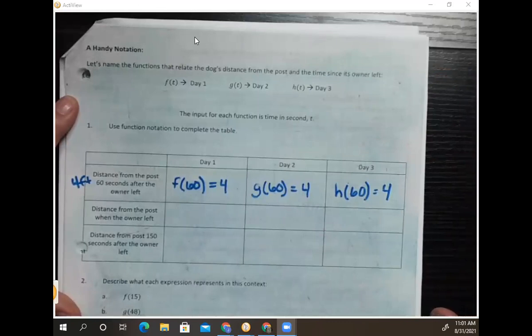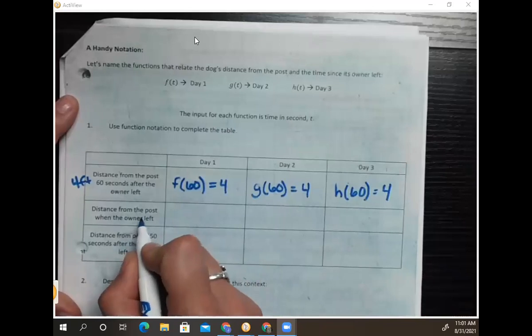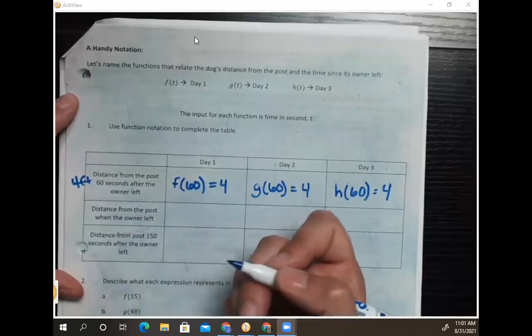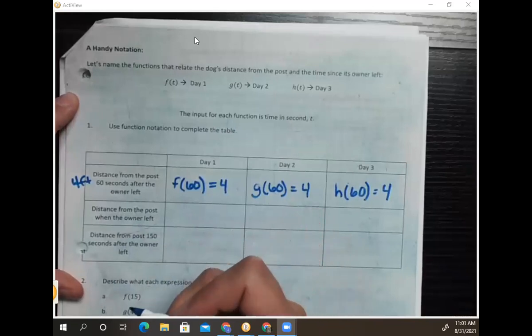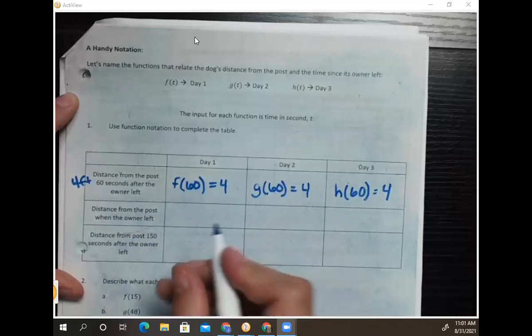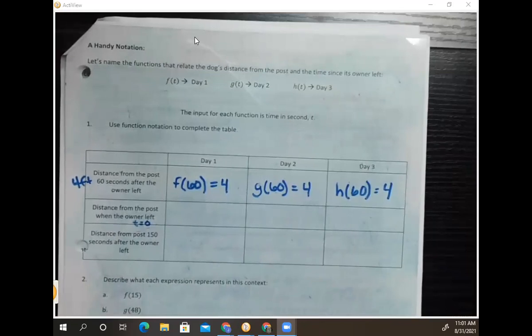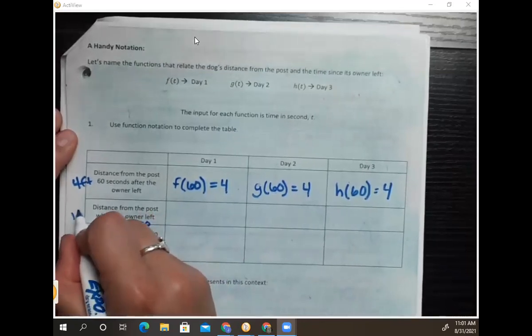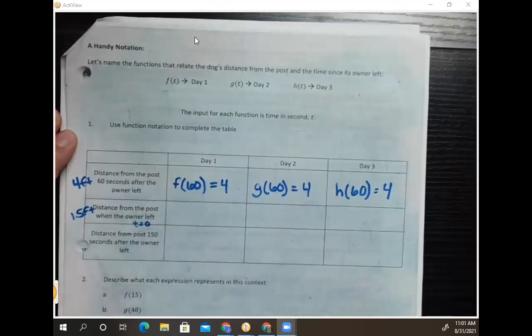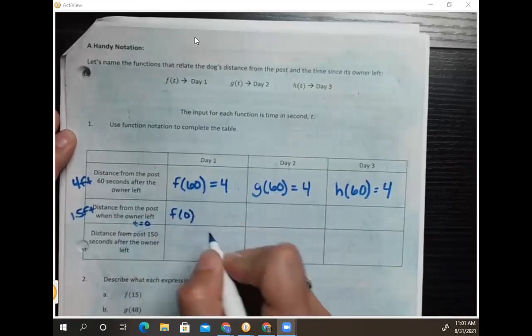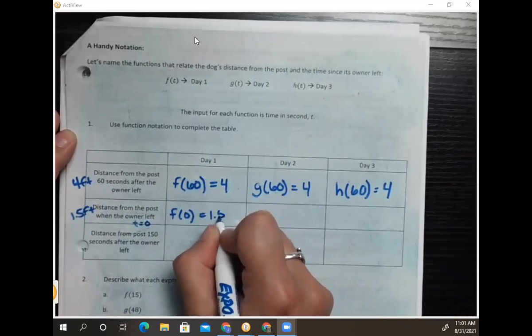Questions for me so far? Okay. Now we're going to write about the distance from the post when the owner left. What was our time when the owner left? 0, yeah. So our t here is 0. And when the owner left each time, our distance was 1.5 feet. So for day 1, that would be f of 0 equals 1.5.